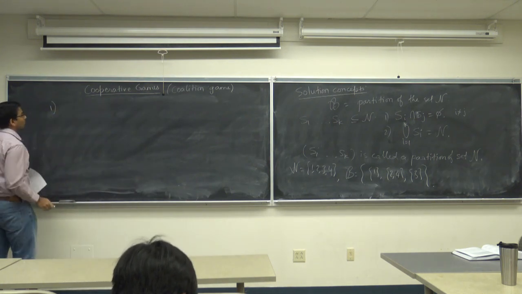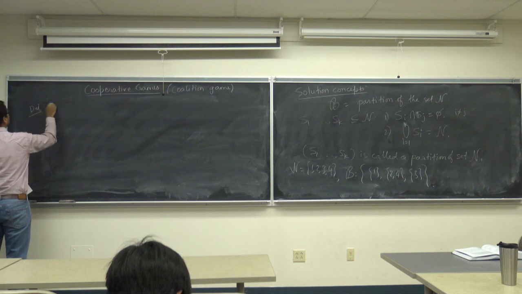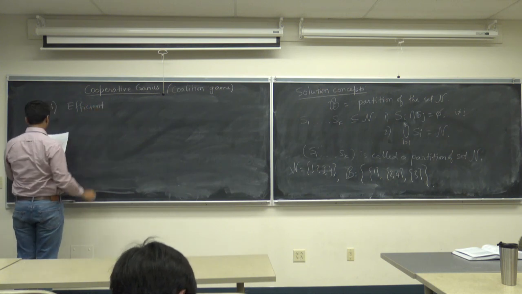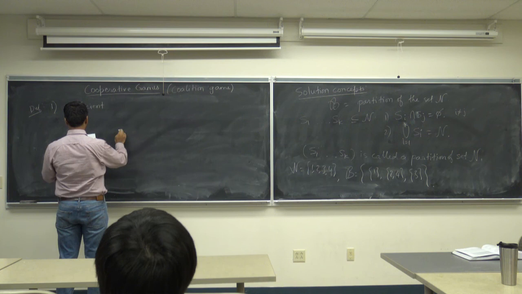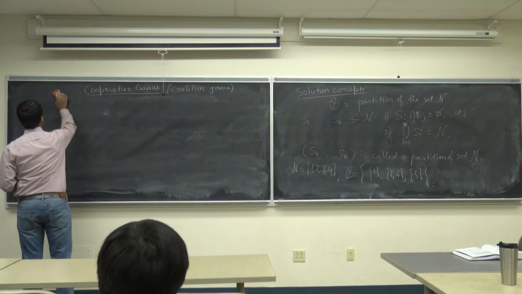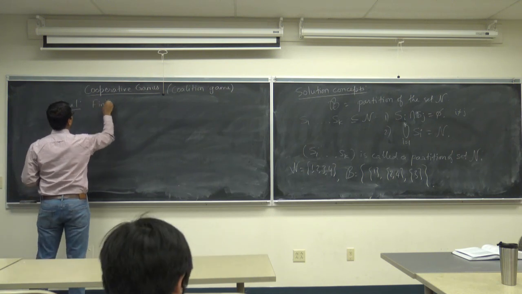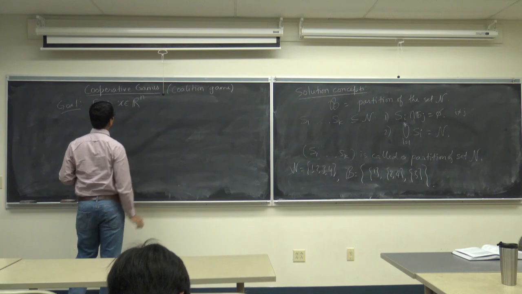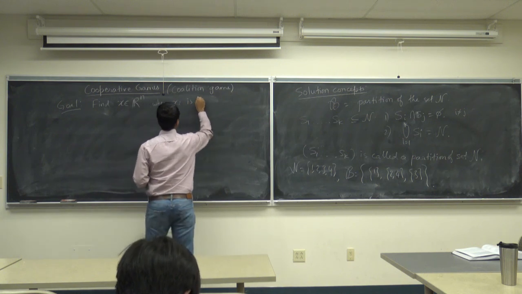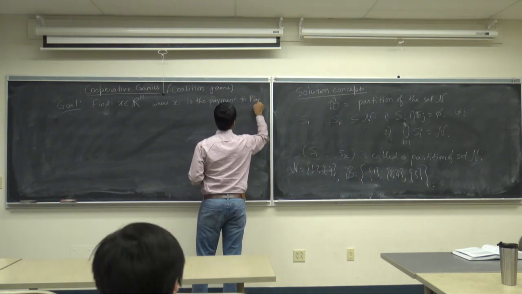So the first property: what should be the properties of the optimal solution? So we want to define an efficient solution. So the goal is to find x in R^n, where xi is the payment to player i.